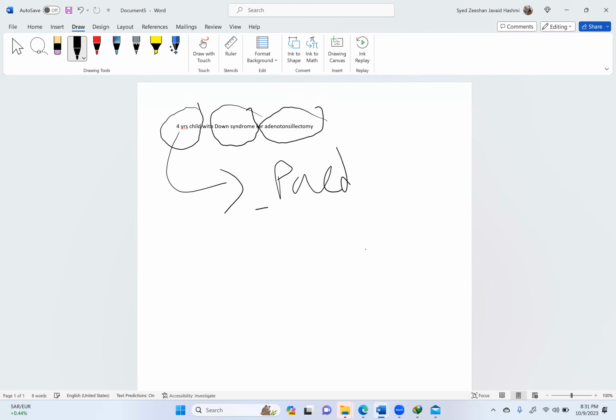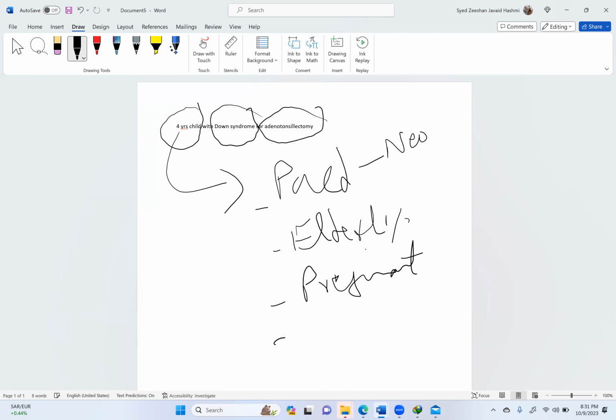pediatric, elderly, pregnant. Okay, like pediatric means neonate, or a child.